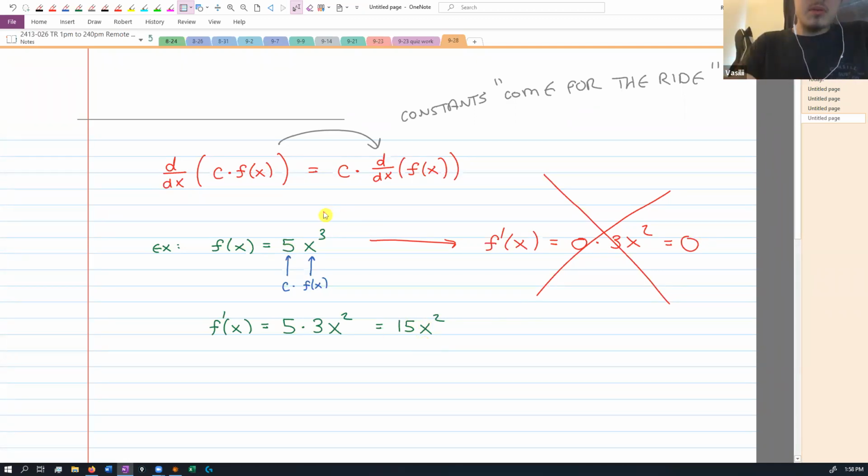Question, yes. How do you know if it's a constant or not? If it's just a number by itself. That's what a constant is. A constant is just a number. Any number: negative, positive, fraction, pi, e. It just can't have a variable in it. So it's not a 0? No, 0 is a number. But if this was 0, then the whole function would be 0, right? Okay. So then what would be the derivative of the 0 function?